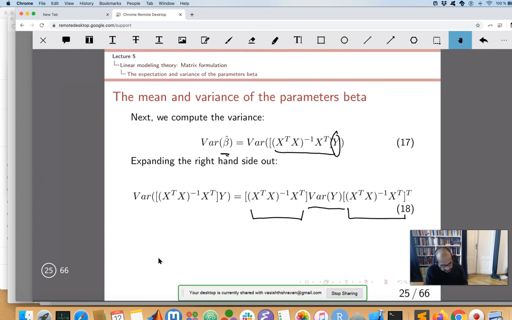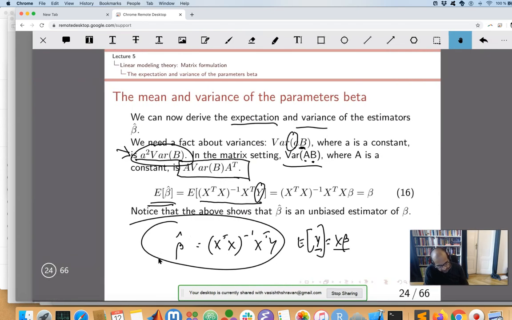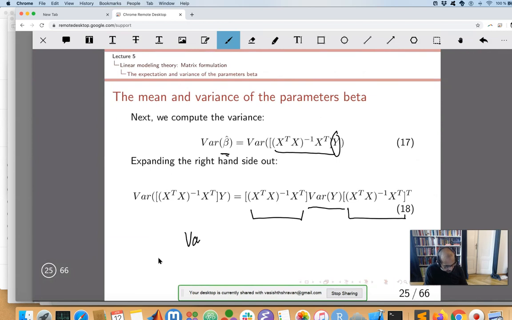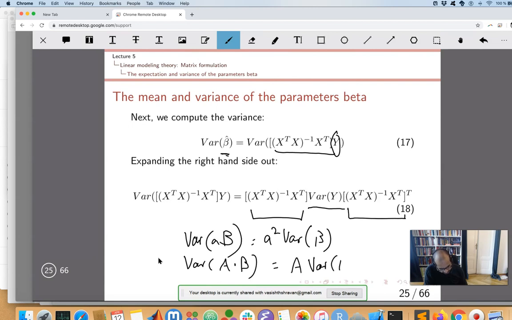So this is exactly the situation that I was describing earlier, this fact about variances: if you want the variance of some constant a multiplied by some random variable b, you have to write a squared var b. And in the matrix form, if you have the variance of some constant matrix A multiplied with some random variable B, you would have to do A variance of B multiplied by A transpose. That's just the matrix formulation of that rule, and that's what I'm doing here. Here's my A matrix, here's the transpose of the A matrix.